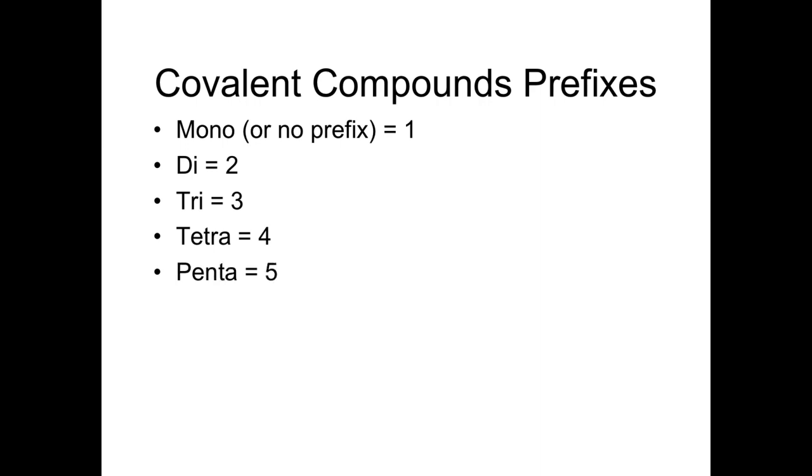Penta is 5. So we have the Pentagon in Washington, D.C. to represent that. Hexa is 6. Hepta is 7. And then octa, for those of you that drive, is highly important. An octagon is a stop sign, which has 8 sides. And so octa is 8.